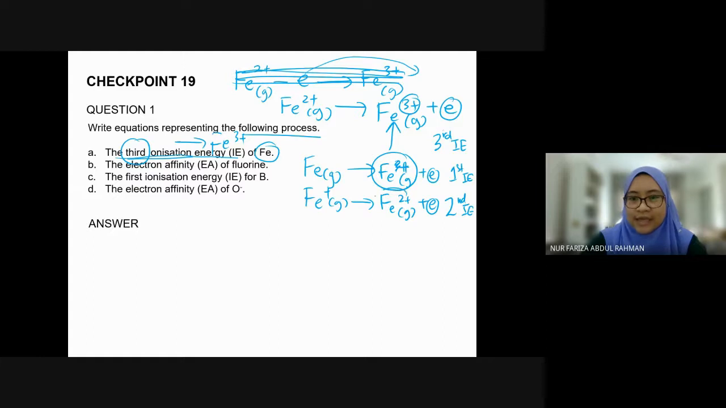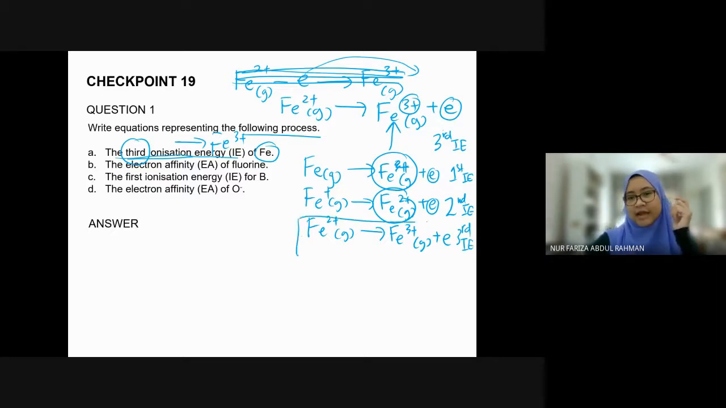This is the second IE. And the third IE, we take this as the reactant. So Fe2+ in gas state becoming Fe3+ in gas state plus electron. So this is the third IE. Okay, this is the one we want.